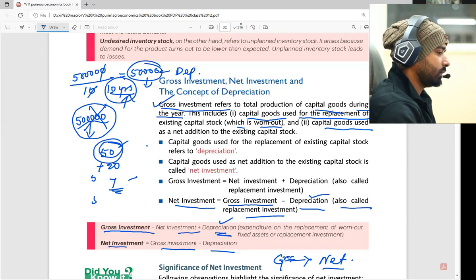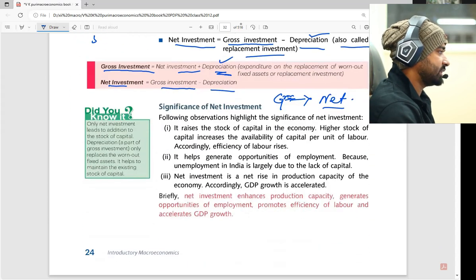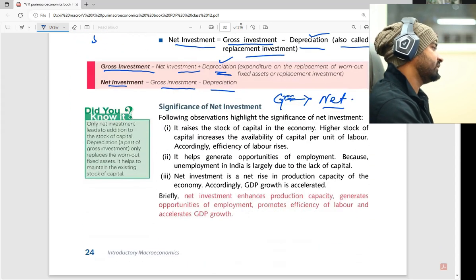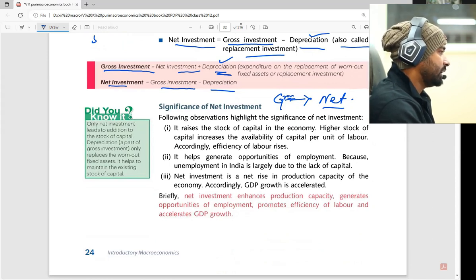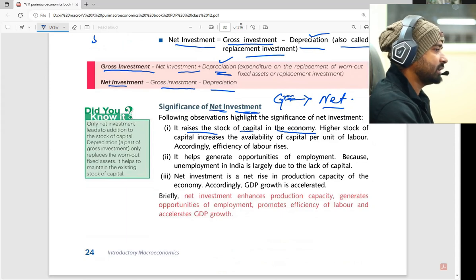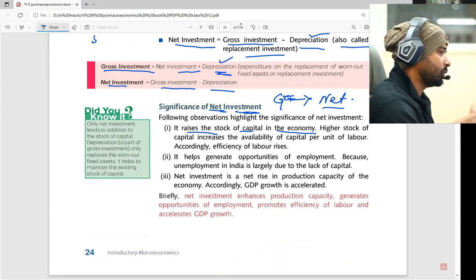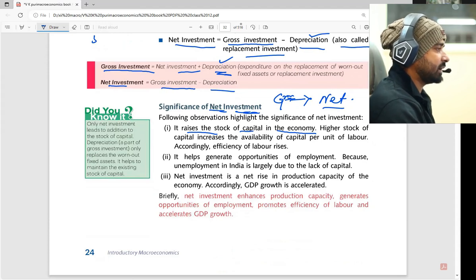Okay. The next topic we are going to see is the significance of net investment. Let's see that. It raises the stock of capital in the economy. Net investment, remember, indirectly shows how much investment you have done this year. The gross investment includes the investment you already had from before, which you are adding to this, and that becomes the gross investment. Now, it raises the stock of capital in the economy.